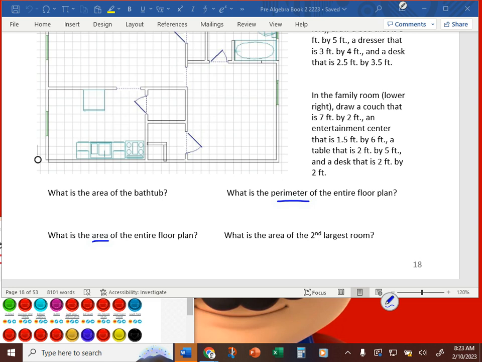All right. That is this homework for Monday. That's how you math.